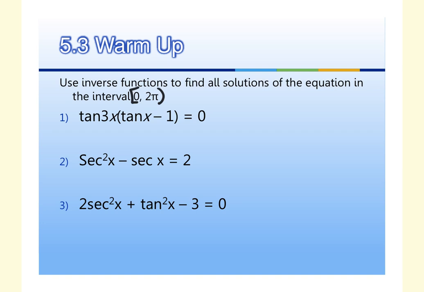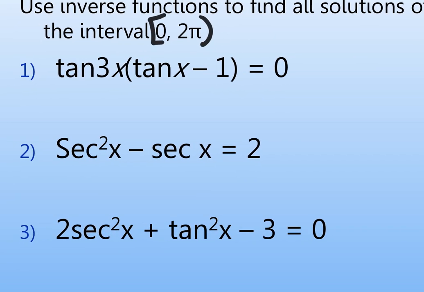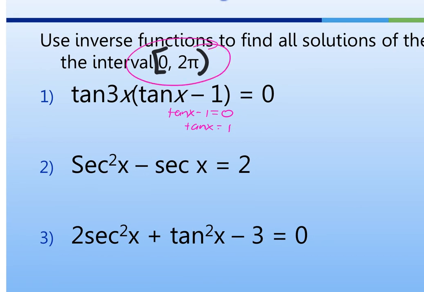All right, so for the first one, it's already factored, right? So we can split and solve it. If I set the right side equal to 0, I get tan of x minus 1 equals 0. I get tan of x equals 1. And because we're on the interval of 0 to 2 pi, I use my full unit circle. So tan is 1 in 2 places on my full unit circle, right? Pi over 4 and 5 pi over 4.